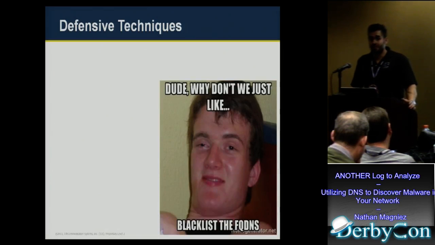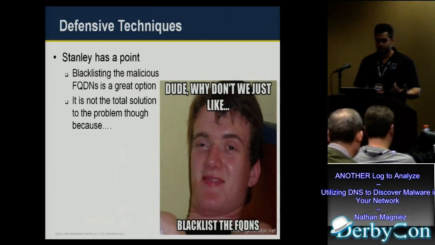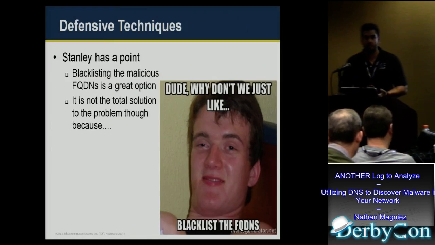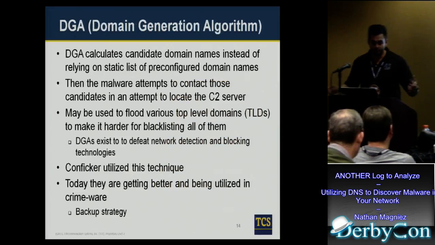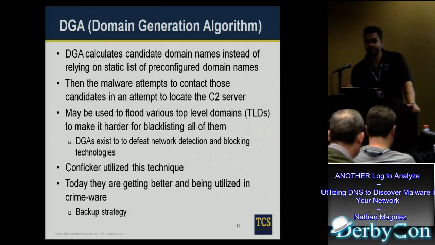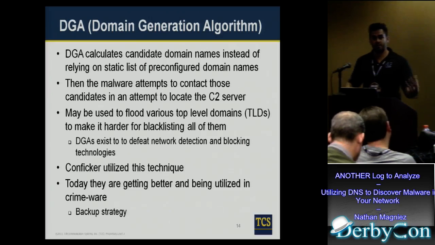blacklist the FQDNs, the malicious ones. That might work, but it's not the total solution of the problem because of something known as DGA. Is anyone familiar with DGA? Domain generation algorithm. Basically, instead of just using a hard set list of IP addresses inside the malware or fully qualified domain names, it's going to go ahead and have its algorithm inside the malware. Basically, the C2 server knows the DGA, and so does the piece of malware.